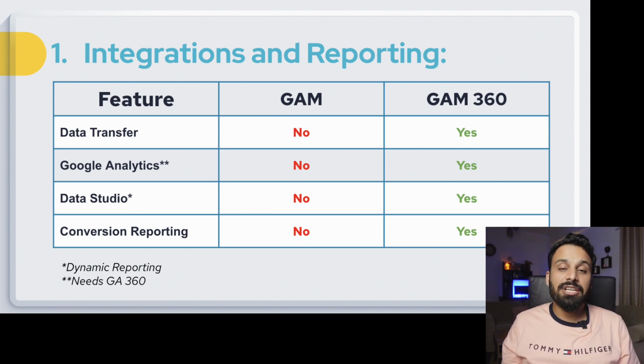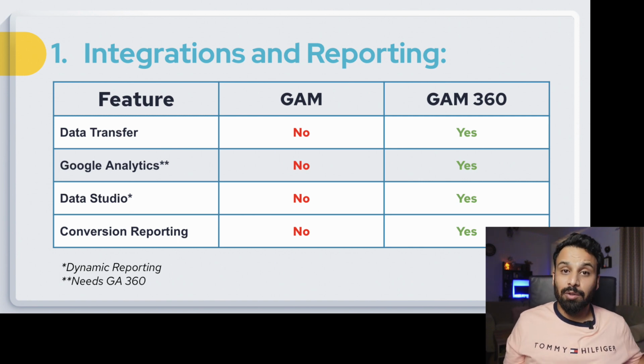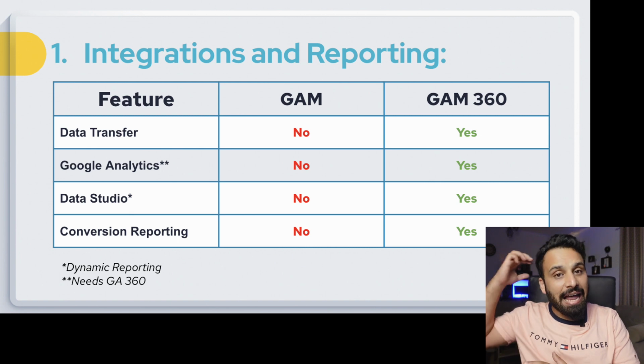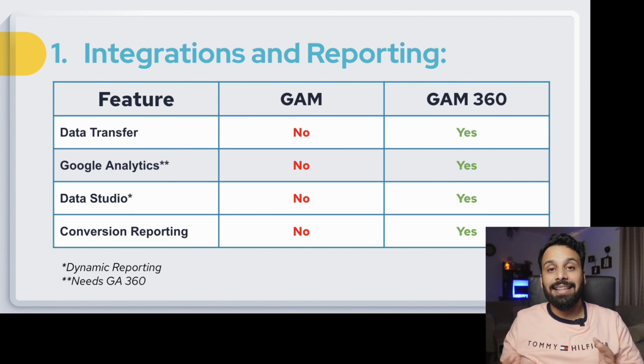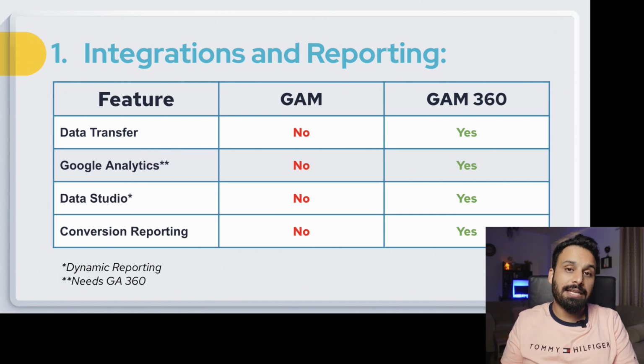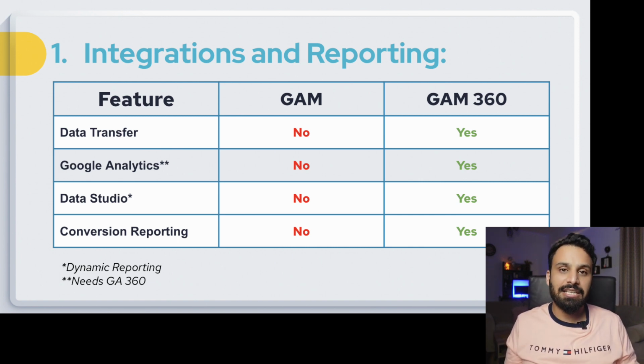The second integration is Google Analytics. Google Ad Manager cannot be integrated with Google Analytics, but Google Ad Manager 360 can be integrated, but they need to have Google Analytics 360 as well. That's a limitation. If a publisher does not have Google Analytics 360, they cannot integrate even if they use Google Ad Manager 360.